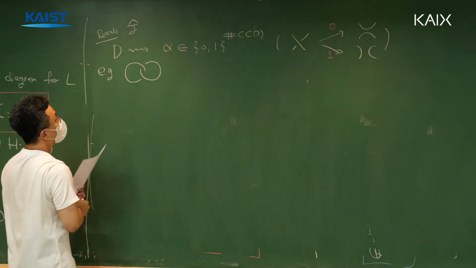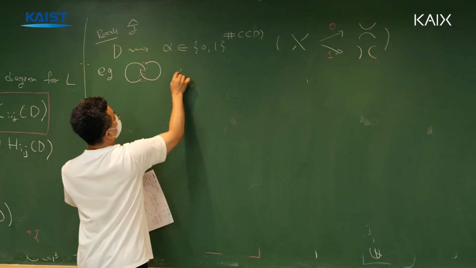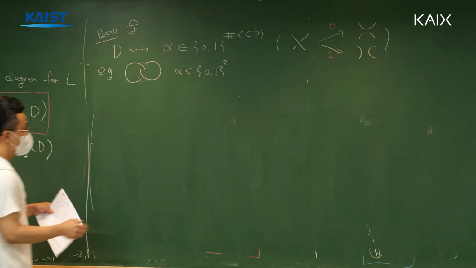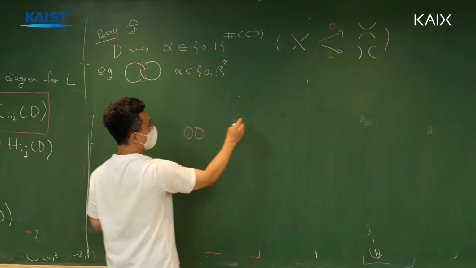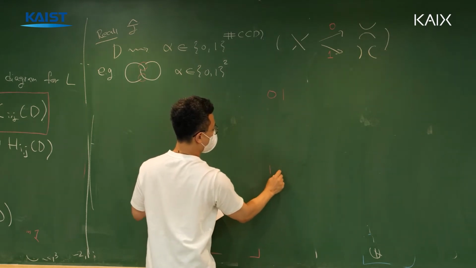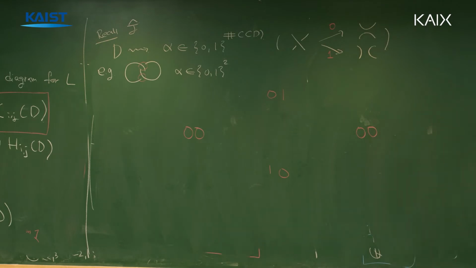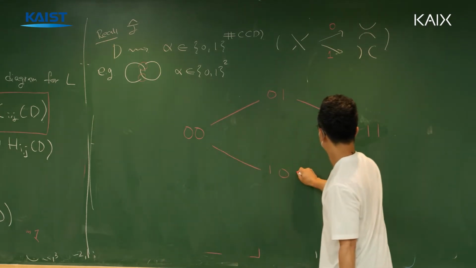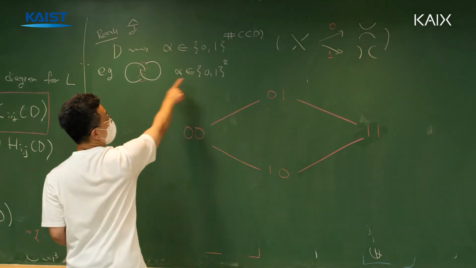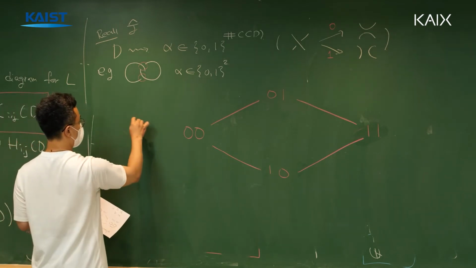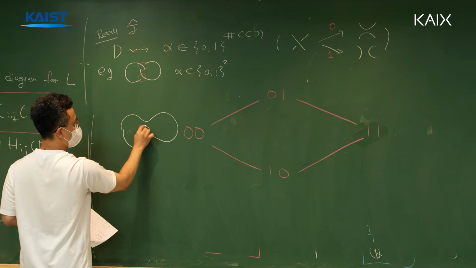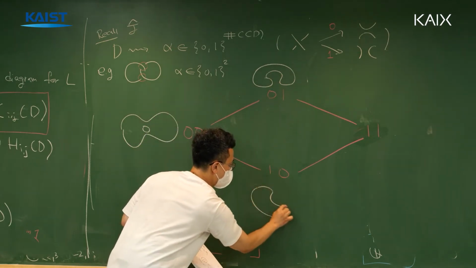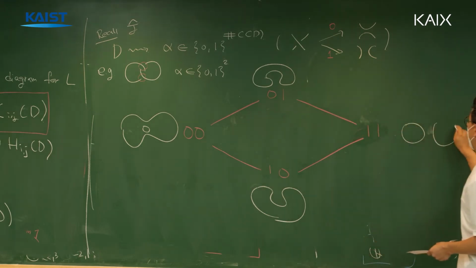So for this, we have two crossings. So we'll be taking a state in {0,1} to the power of 2. So there are 4 vertices. You have 00, 01, 10, and 11. They're connected like this. And 00 corresponds to resolving both of them with north-south. So the picture looks like this. And 01 should look like this. And 10 should look like this. And 11 should look like this. Okay.